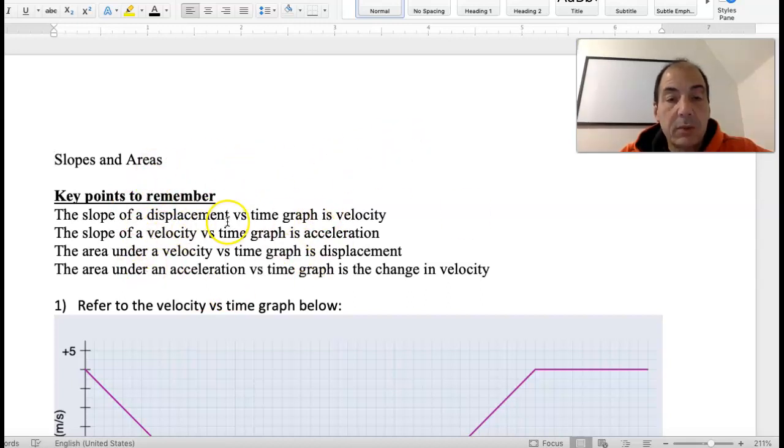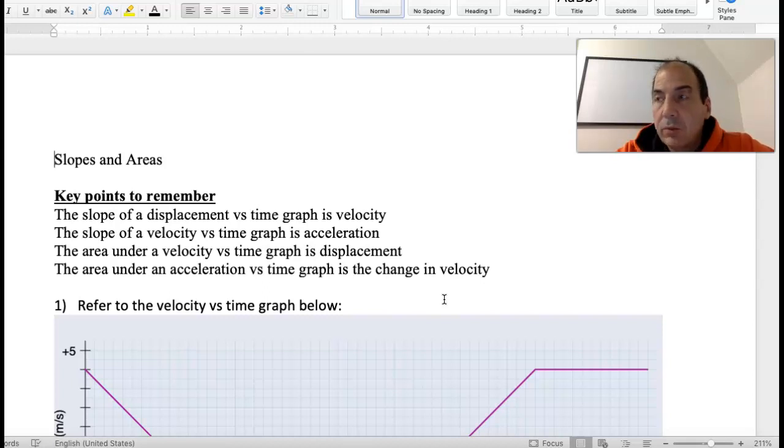The slope of a displacement time graph is velocity. The slope of a velocity time graph is acceleration. The area under a velocity time graph is displacement, and I'll explain that more in a little bit. The area under an acceleration versus time graph is change in velocity. This is the heart of kinematics.